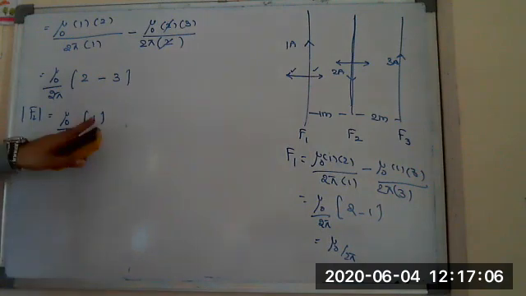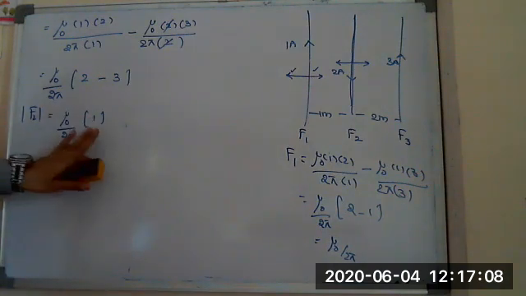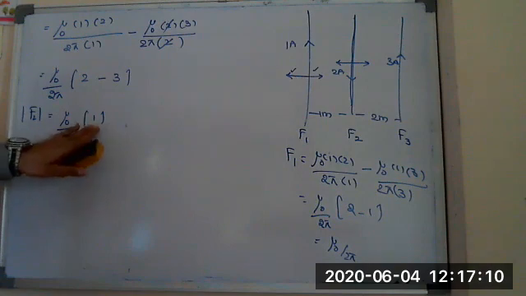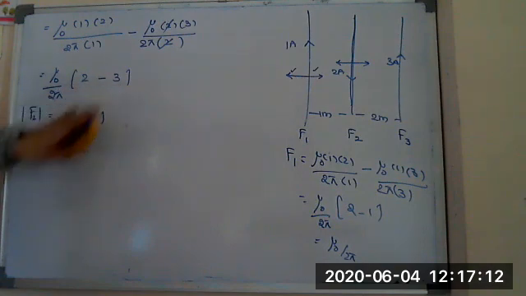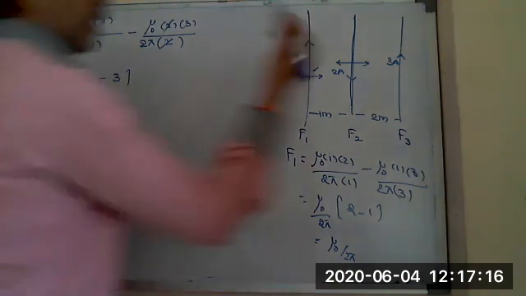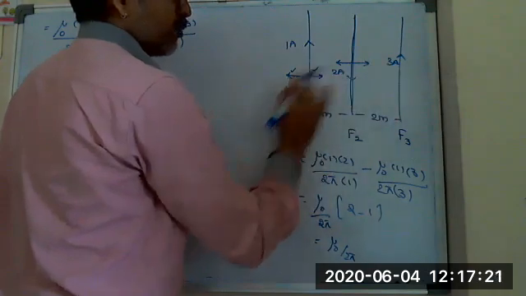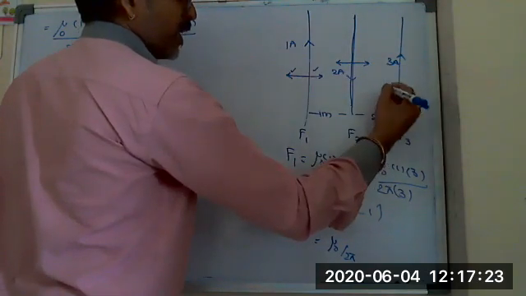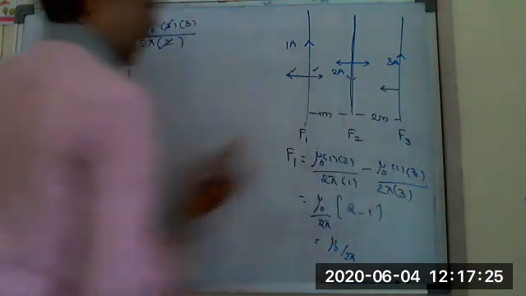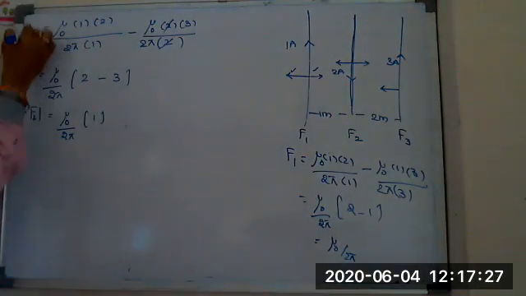So the negative sign in the force indicates only the direction. That's why I'm writing here this is 1. 2 minus 3 is actually minus 1, magnitude is 1. And in the same way, here for F3, these two, first and last, are in the same direction. Same direction is attractive. That one first I am writing.